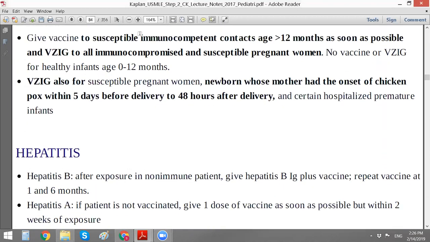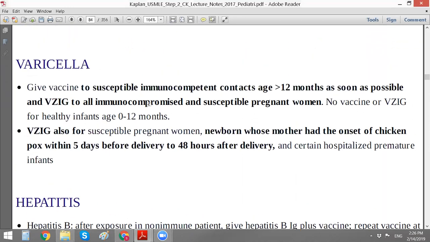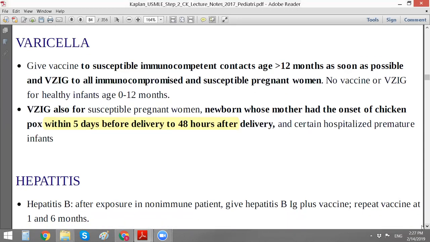Varicella: give varicella vaccine to susceptible immunocompetent contacts older than 12 months as soon as possible, and give VZIG to all immunocompromised susceptible pregnant women. No vaccine or VZIG for healthy infants aged 0 to 12 months. Also give VZIG to susceptible pregnant women, and to newborns whose mother had the onset of chickenpox within 5 days before delivery to 48 hours after. And certain hospitalized premature infants need to get VZIG. Otherwise, we don't give VZIG.